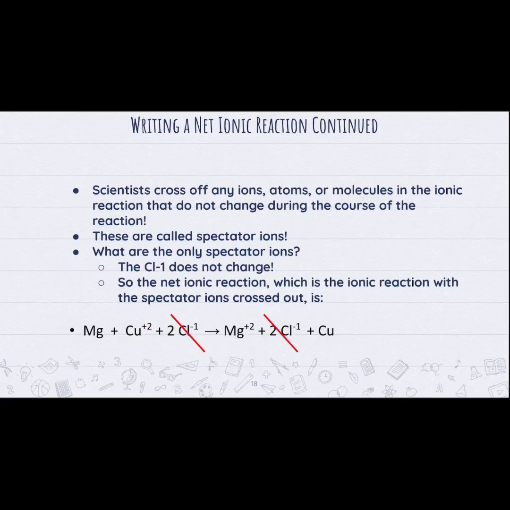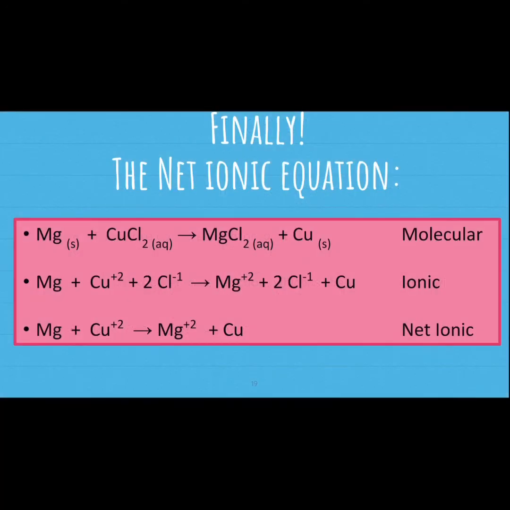Okay, so continuing on this, scientists cross off any ions, atoms, or molecules in the ionic reaction that do not change during the course of the reaction. Those are called spectator ions. That basically is like crossing out the things that are the same on each side to simplify the reaction. The only thing that's appearing identical on both sides of this equation is that 2Cl with a negative 1 charge. Because that appears on each side of the arrow, I can just go ahead and cross those out. So doing that gives me the net ionic equation.